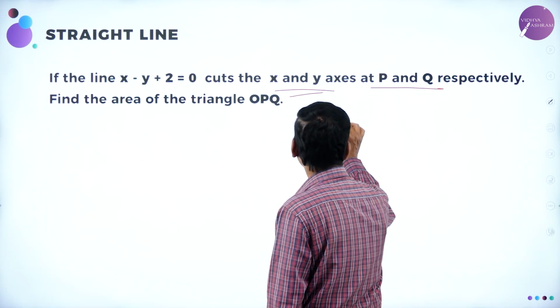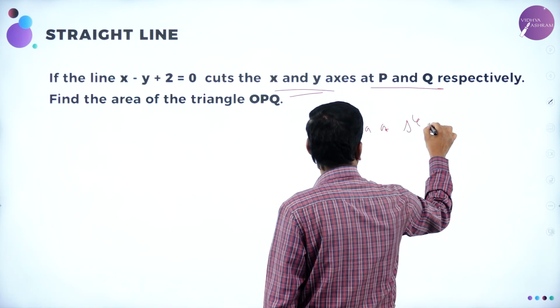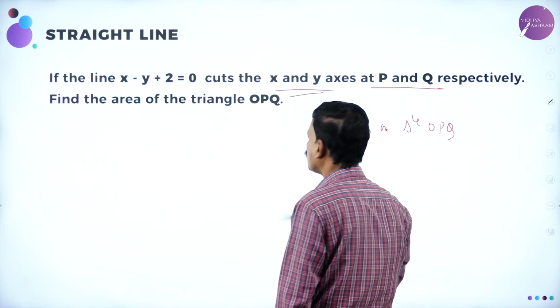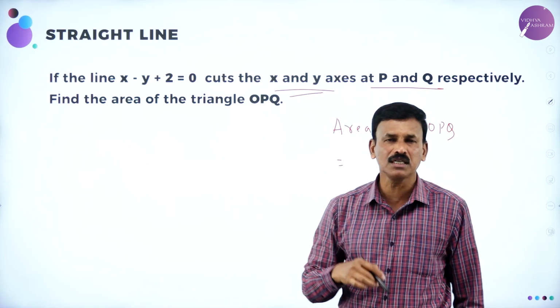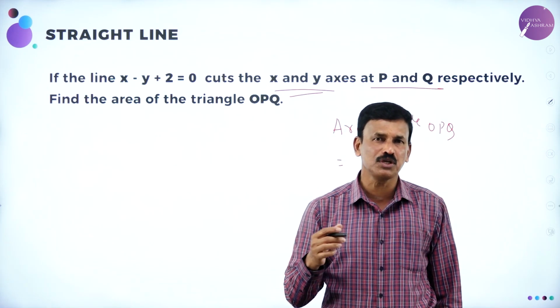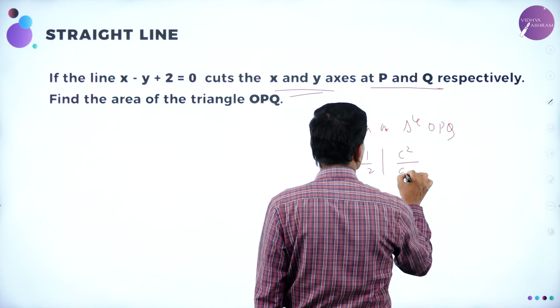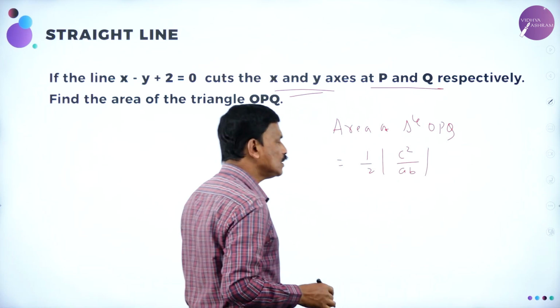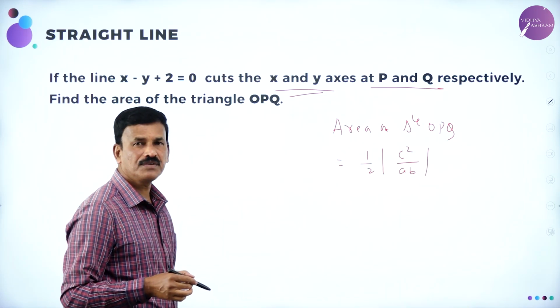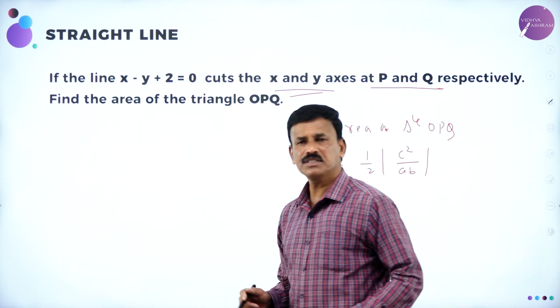Now, the area of a triangle OPQ is equal to... you know what is the formula for area of a triangle? Half into base into height. Whereas in this case, the area of triangle OPQ is equal to half into mod of C square divided by AB. Now, just find out the values of A, B and C from the given equation. Right. Now, straight away just go to the problem.